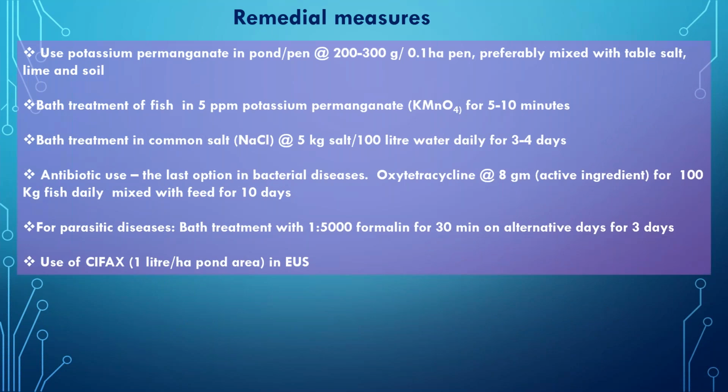So these are a few remedial measures, that is potassium permanganate in pond, bath treatment of the fish with 5 ppm of potassium permanganate. These are the common remedial measures. Bath treatment with common salt, antibiotic use, though these are the last option in case of bacterial disease, but some antibiotics like oxytetracycline, enrofloxacin are very rampant or prevalently used in aquaculture. And then for parasitic diseases, bath treatment with formalin or other chemical sanitizers are recommended. Again, there's use of Cefax in case of EUS. This is a very effective drug against EUS.